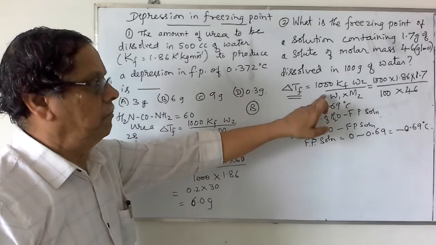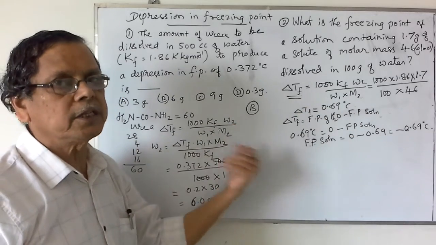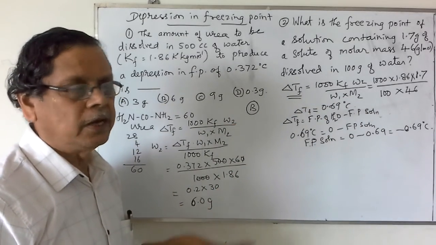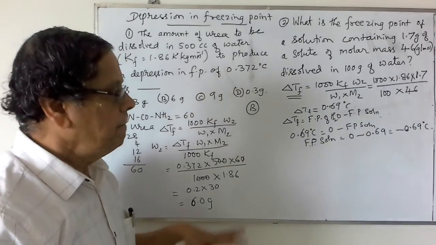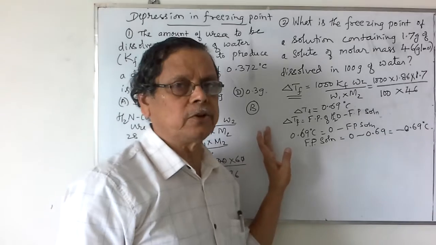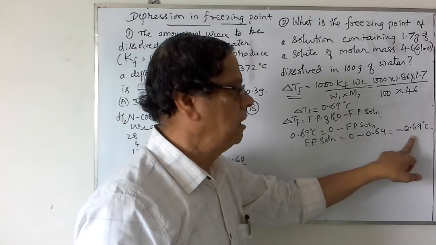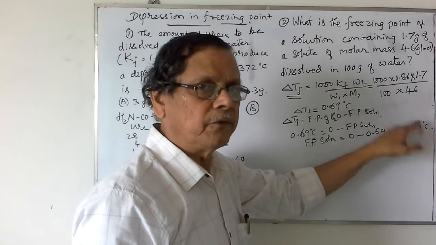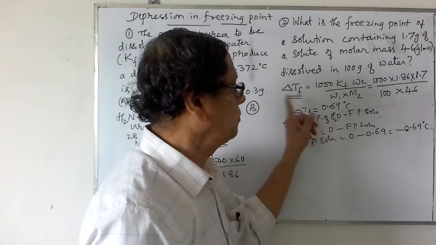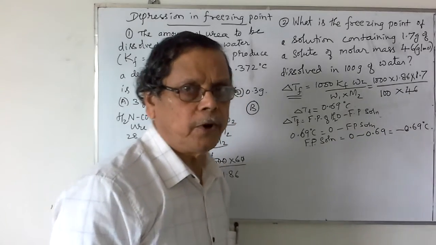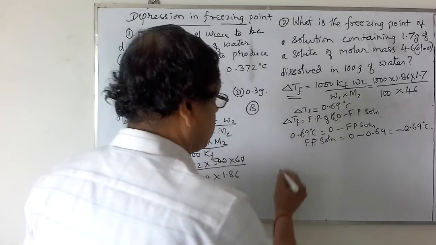Usually, compared to water freezing at 0 degrees, solutions will freeze at lower temperatures, which are usually in negative values. Sometimes in multiple choice questions, they will give you two options, minus 0.69 and plus 0.69. Freezing point depression is 0.69, but freezing point of the solution will be minus 0.69 degrees Celsius. So that is the next question.